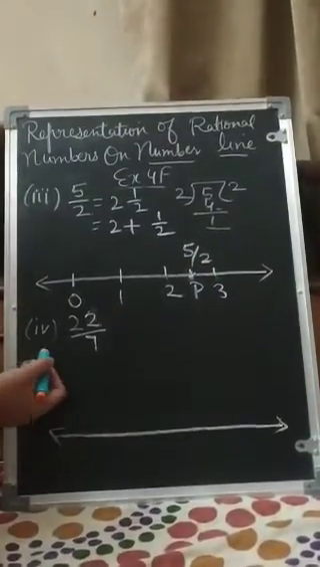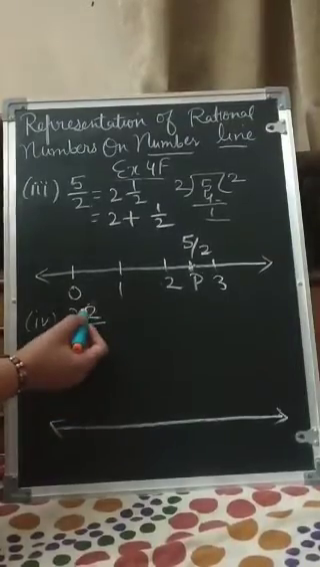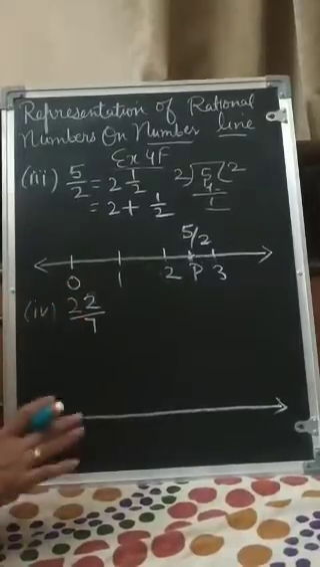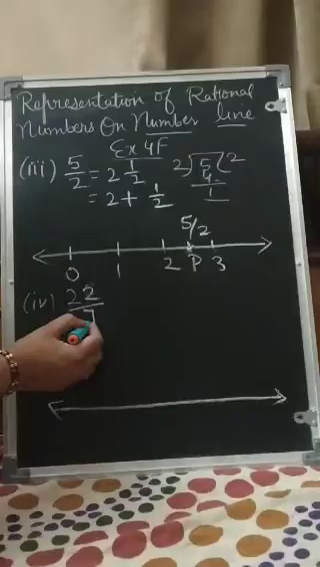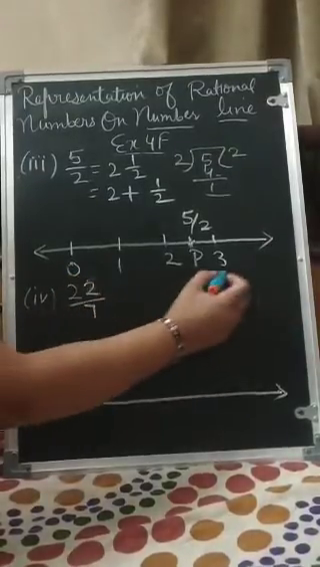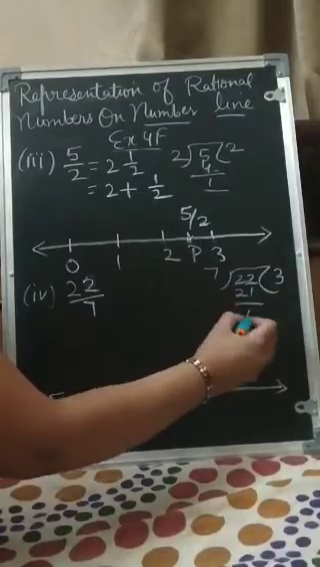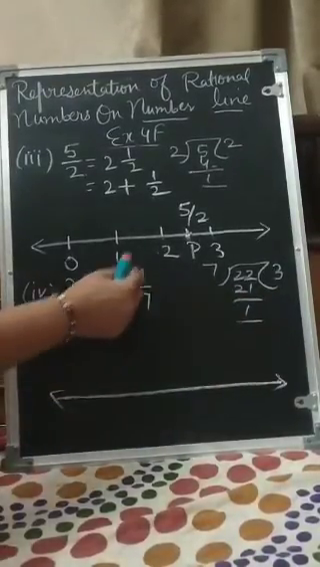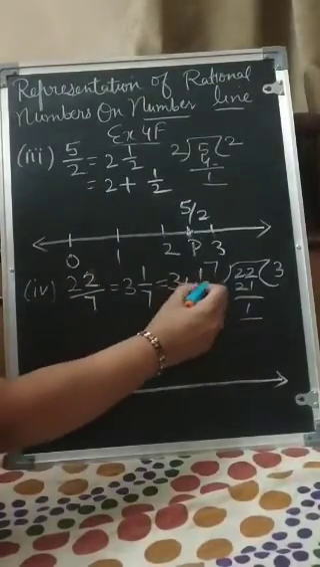Now fourth part, 22 over 7. First of all, you must see whether it is proper or improper. If it is a proper fraction, that means it is less than 1 and our answer will vary from 0 to 1. But now it is improper, so you will change it into a mixed fraction. So how to change it? What will come? 3, 1 by 7. 3 is the whole number and this is the proper fraction. Means 3 plus 1 by 7.